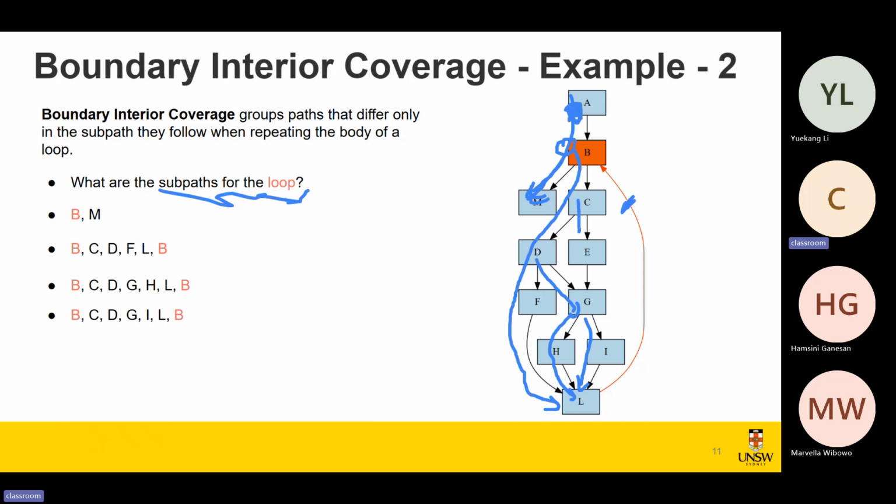diverge our execution here at point C. And when we encounter G, we explore the left-hand side first. This will give us B, C, E, G, H, L. And similarly, we can get the last subpath by executing the right-hand side of G. So we can get this.